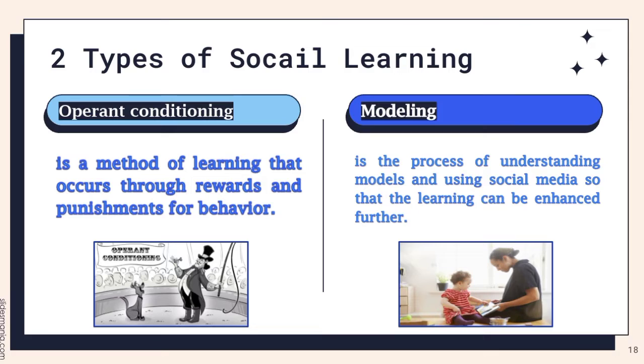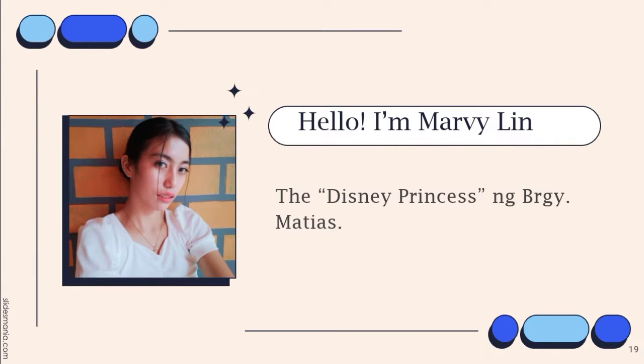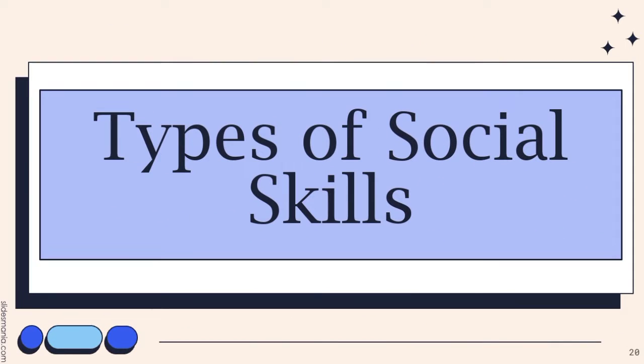So yung model natin dito is yung mga other customers na nandun. If you learn this by watching other customers locate the cup of coffee, then you learn through modeling. We learn new behaviors through modeling all the time. Now, let's jump on the types of social skills.